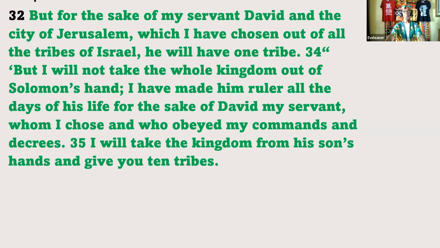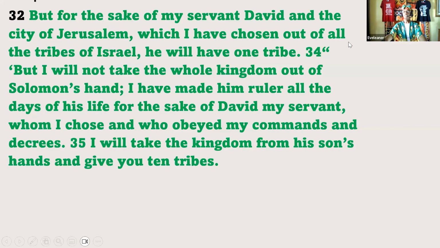He said, but for the sake of my servant David and the city of Jerusalem, which I have chosen out of all the tribes of Israel, he will have one tribe, but I will not take the whole kingdom out of Solomon's hands. He's still having mercy because of David. He says, I have made him ruler all the days of his life for the sake of David, my servant, whom I chose, and who obeyed my commands and decrees. I will take the kingdom from his son's hand. And he's telling Jeroboam, I'm going to give you 10 of them.